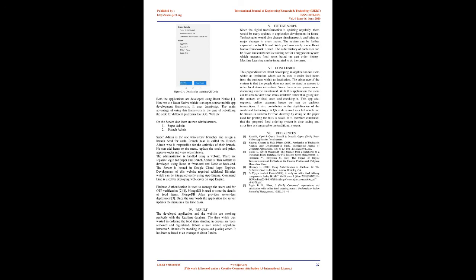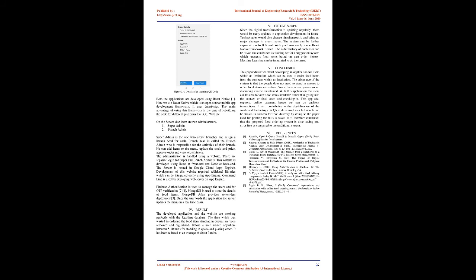Here we use React Native, which is an open-source mobile app development framework. It uses JavaScript. The main advantage of using this framework is the ease of rebuilding the code for different platforms like iOS, web, etc. On the server side there are 2 administrators: 1, super admin; 2, branch admin. The super admin is the one who creates branches and assigns a branch head for each. The branch head is called the branch admin, who is responsible for the activities of their branch. He can add items to the menu, update the stock and price, approve orders, and view order history.